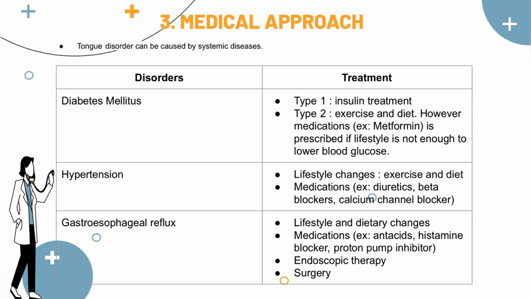The next disease is gastroesophageal reflux. This disease can cause an affection of the pharynx, larynx, and posterior tongue even without symptoms of water brash. Water brash is the production of excessive amount of saliva that mixes with stomach acids that have risen to the throat. For this disease, the treatments are first, lifestyle and dietary changes, second, medications, as example antacids, histamine blockers, and proton pump inhibitors, endoscopic therapy, and lastly, surgery.